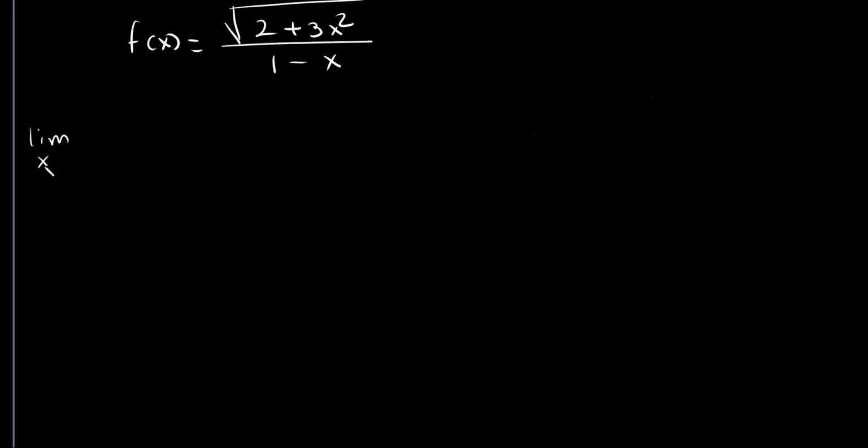So what we're going to do first is take a function. I want to find the asymptotes for my function: the square root of 2 plus 3x to the power of 2, divided by 1 minus x. Let's start with the horizontal asymptote because we have just done x approaching infinity. So the limit as x approaches infinity of the square root of 2 plus 3x to the power of 2, over 1 minus x.